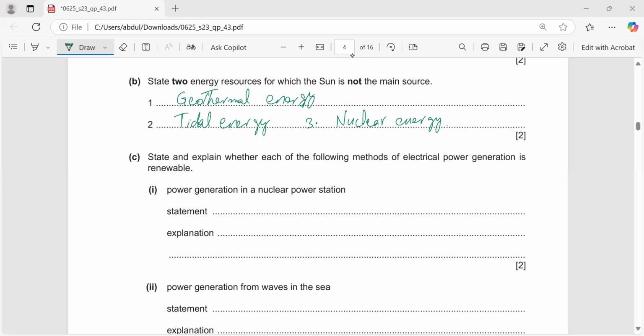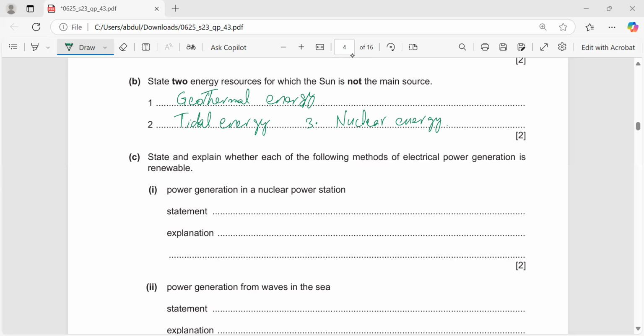The main sources which are dependent on the sun: fossil fuels, wind energy, biomass, then hydroelectric, and one more I'm forgetting. Really, one more is there and I'm forgetting. Yeah, solar energy itself, directly. So these are the 5 sources which are dependent on solar energy.